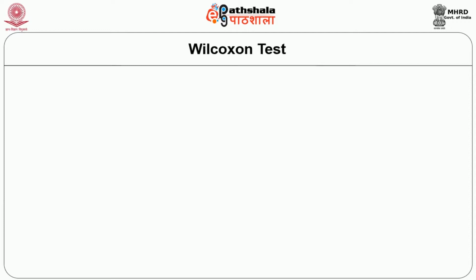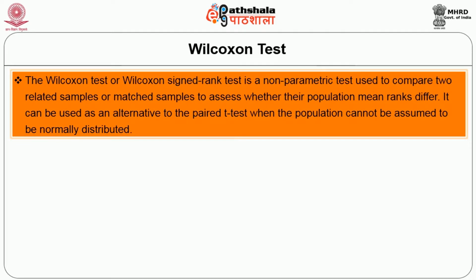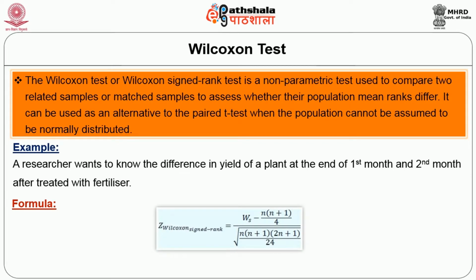Next, let us move on to the Wilcoxon test. The Wilcoxon test or Wilcoxon signed rank test is a non-parametric test used to compare two related samples or matched samples to assess whether their population mean ranks differ. It can be used as an alternative to the paired t-test when the population cannot be assumed to be normally distributed. For example, a researcher wants to know the difference in yield of a plant at the end of first month and second month after treated with fertilizer. And here we have the formula for this Wilcoxon test.